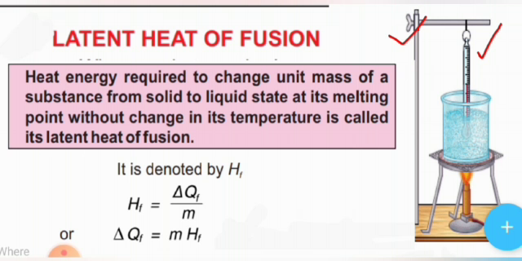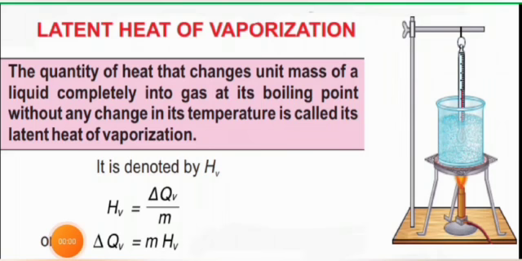Now students, continue heating the water at 0 degree centigrade in the beaker. Its temperature will begin to increase. Note the time which the water in the beaker takes to reach its boiling point at 100 degree centigrade from 0 degree centigrade. Now students, the next topic that we are going to discuss is latent heat of vaporization.